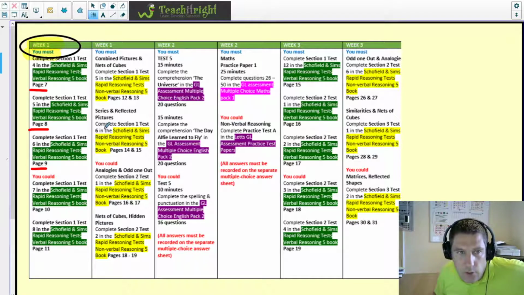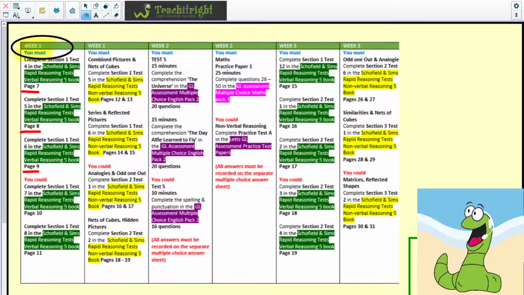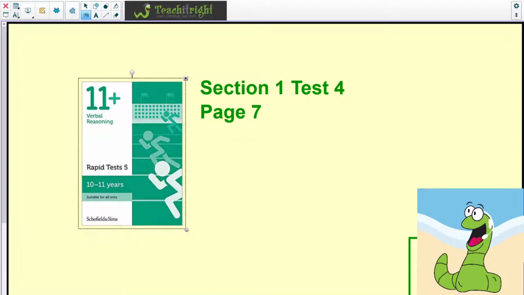So hopefully you've got that book ready to go and you've completed your homework. If you were able to do the You Could, brilliant. But if we can ask you to mark those yourselves, the answers of course are in your book for your parents to check for you and see how you've got on. Just going to bring Billy up just so it's easier for you to focus, and we're going to start now working through those tests. So first of all, we're going to look at section 1, and we're going to be looking at test 4 on page 7. Page 7.